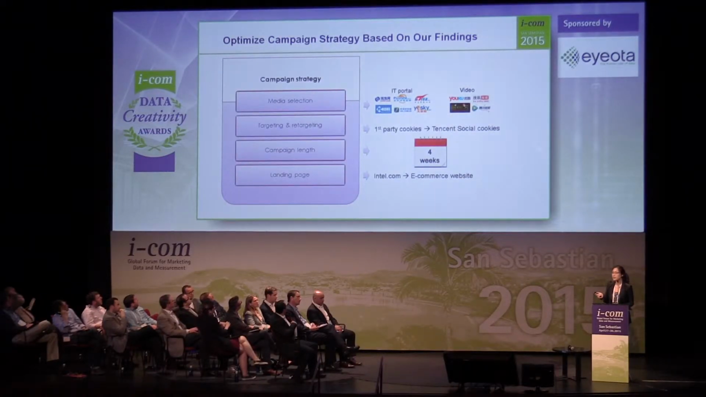So, according to these findings, we adjusted our campaign strategy. We cut down the number of IT verticals from 6 to 2, only keeping the top 2, and cut down the number of videos from 4 to 1. We use Tencent social cookies to do targeting and retargeting and cut the campaign length from 4 weeks to 2 weeks. And we drive our ads traffic directly to the e-commerce website.